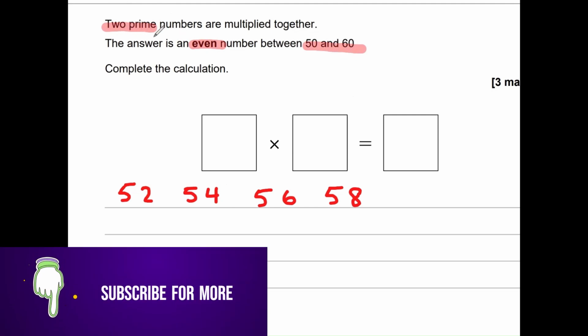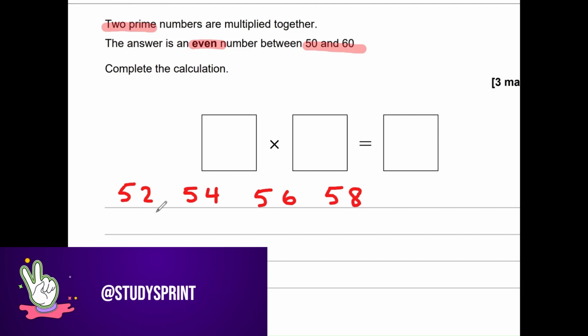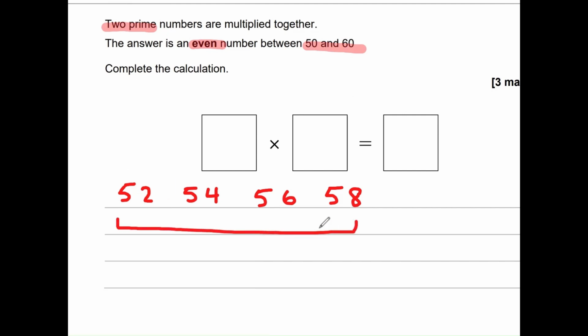Now we need to figure out which 2 prime numbers we're going to multiply together to give us one of these 4 numbers. You will notice that 2 and 29 multiplied together gives us 58. So this is our answer.